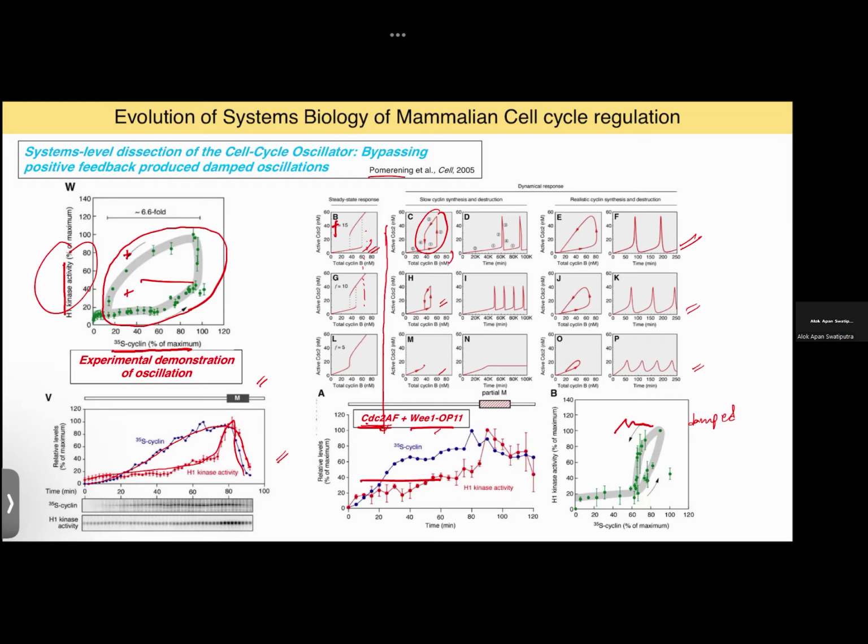And you see what they observed is oscillation goes. You see there are very minute oscillations here. So it is there.